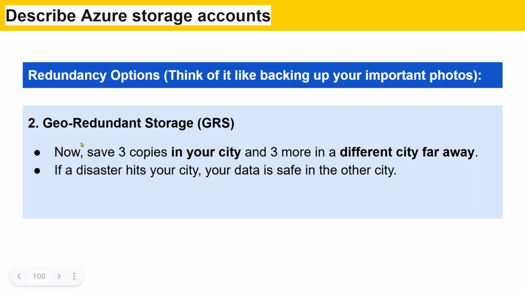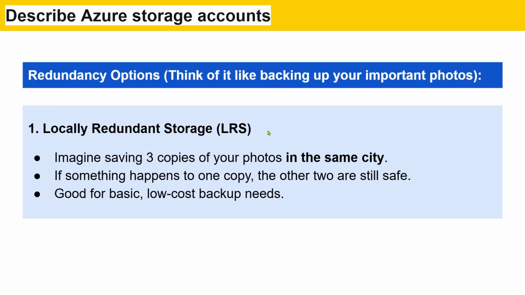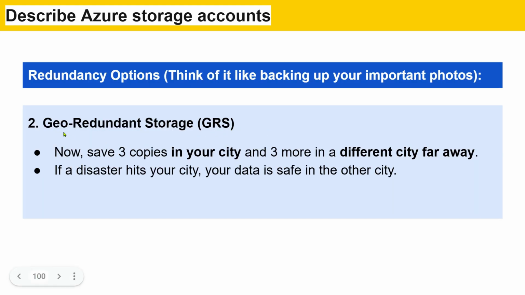The second type is called geo redundant storage, GRS. So the first one is LRS, the second one is GRS. LRS means locally redundant storage. Remove the words redundant storage, RS, and L is for locally. The second one is GRS, geo redundant storage. Now with the word geo, imagine you are saving 3 copies of your photo in your city. You already have 3 copies in your city. Apart from that, 3 more copies in a different city far away.